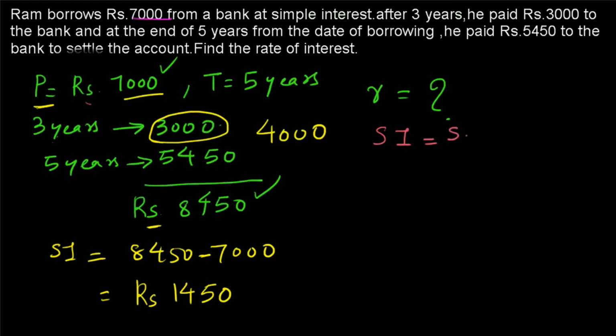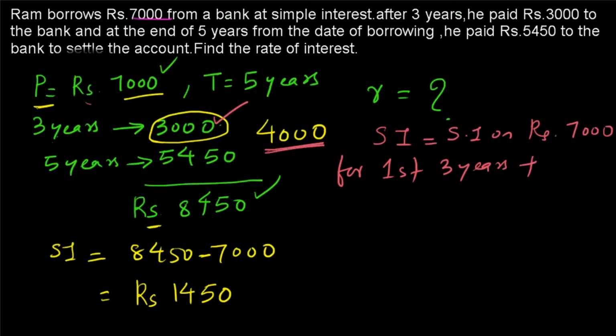Okay, so simple interest on rupees 7,000 for the first 3 years. And then what is happening? Then he is paying back rupees 3,000. Okay, so when he is paying back rupees 3,000, the remaining principal is only 4,000 rupees. So simple interest will be calculated on 4,000 rupees for the next 2 years. Okay, so understood the point?